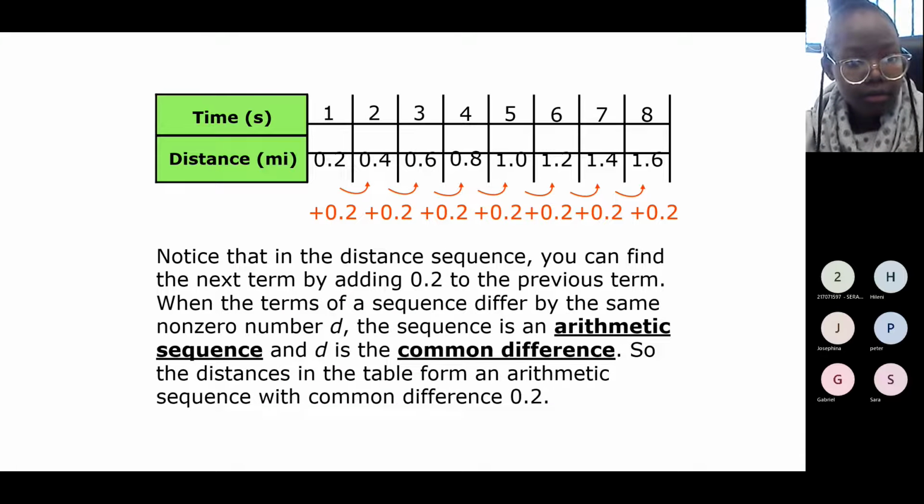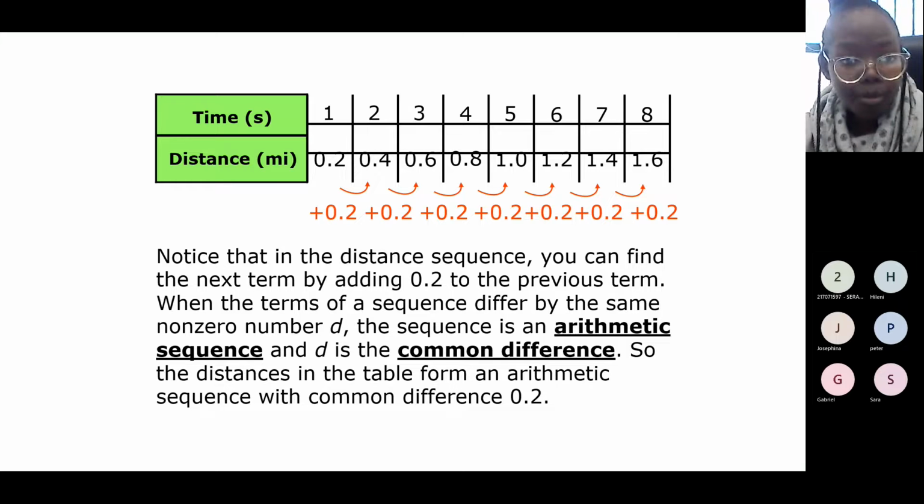Moving on. Let me say this. There is 0.2, 0.4, 0.6, 0.8. So 0.2 is the first term, 0.4 is the second term, and 0.6 is the following term. The sequence just goes on like that.